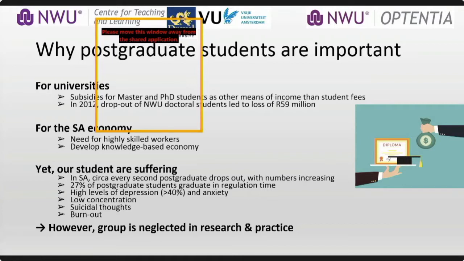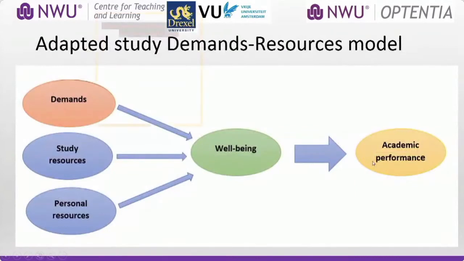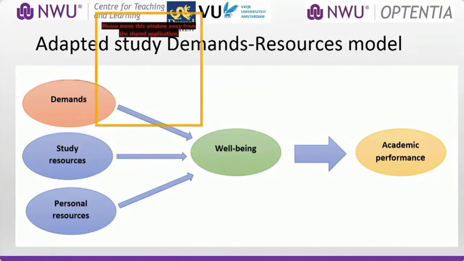But surprisingly, this group is very much neglected in research and practice, and there's more and more interest for student well-being, but it's especially on first-year students and bachelor students. So first of all, we dived into the literature that there was, and we adapted the very famous job demands resource model into a study demands resource model.